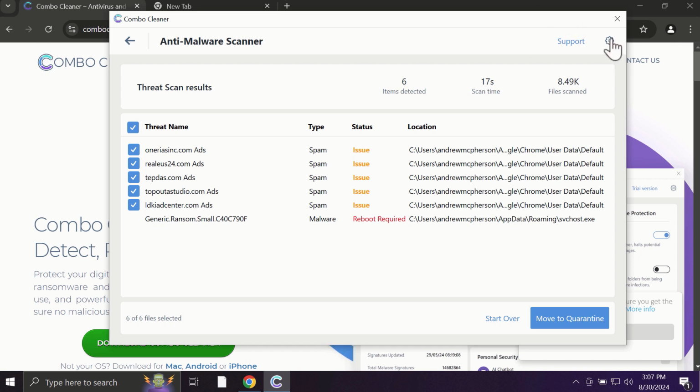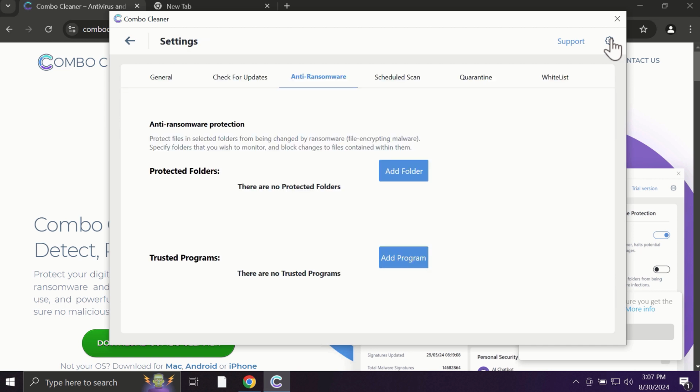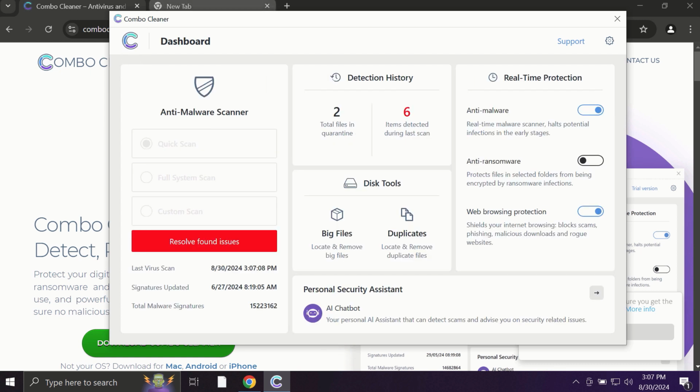With premium license, for instance, there is an excellent anti-ransomware feature which helps to always keep your data protected. You can add certain folders on your system, and the contents of these folders will be always under the protection against ransomware attacks. And Combo Cleaner works exceptionally well when it comes to identifying contemporary threats like adware, ransomware, all sorts of annoying pop-ups.